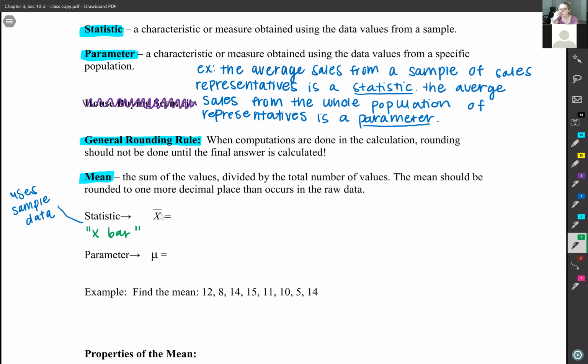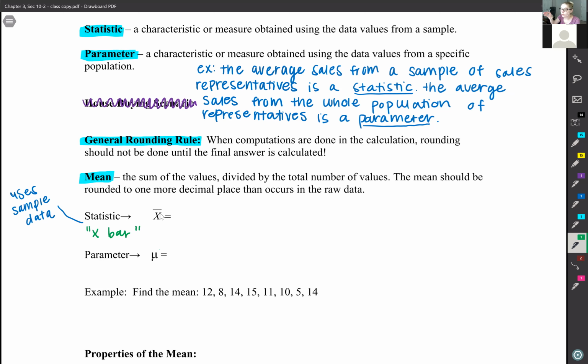So if you're finding the mean with just a sample, it's referred to as X bar. And if you're finding the mean and you use the whole population, it's referred to as mu. So they're just clarifying and making a distinction between the two, even though the way you find the mean does not change. The way you find the mean is always adding up the sum of the values divided by the total number of values, but they just want to make the distinction between a statistic and a parameter next to the mean.